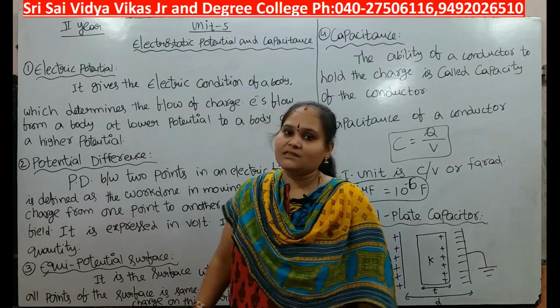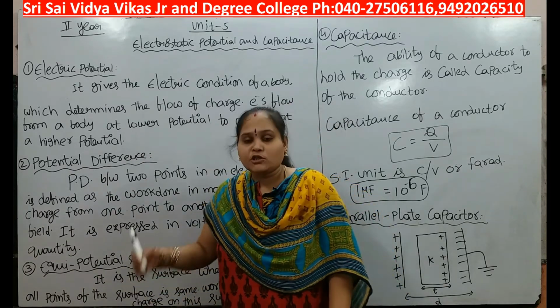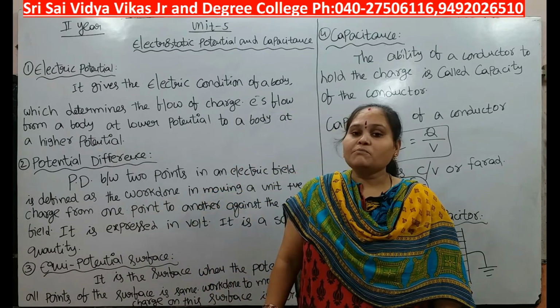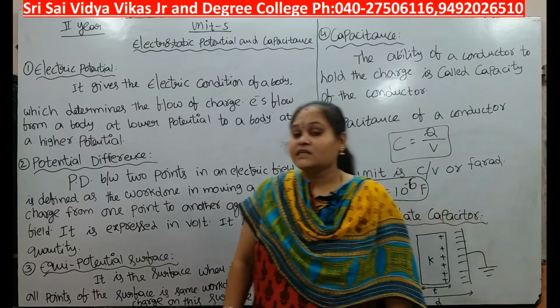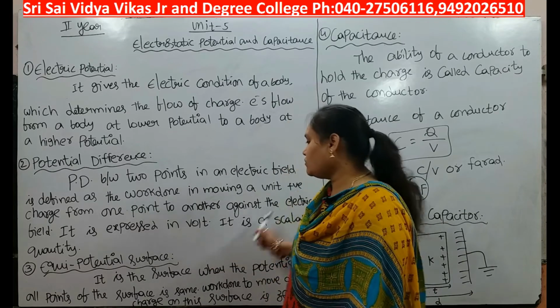Electric potential is a flow of charge. It flows from lower potential to higher potential state, and a potential difference is nothing but the work done by a unit positive charge moving from one point to another point against the electric field. It is measured in volts. It is a scalar quantity.